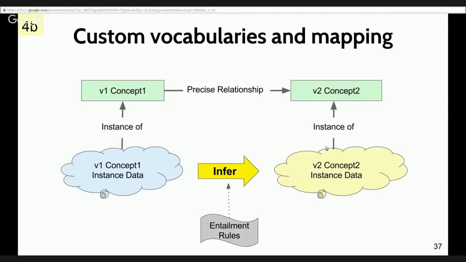So here's an illustration then. If you have two concepts, V1 concept 1 in vocabulary 1 and V2 concept 2 in vocabulary 2, we express that we want to capture a precise relationship between them. So there's going to be a relationship between them. Then there would be instance data that corresponds to concept 1 and instance data that corresponds to concept 2. And the idea of the entailment rules that define that precise relationship is that those entailment rules allow you to infer the V2 concept 2 instance data from the V1 concept 1 instance data.